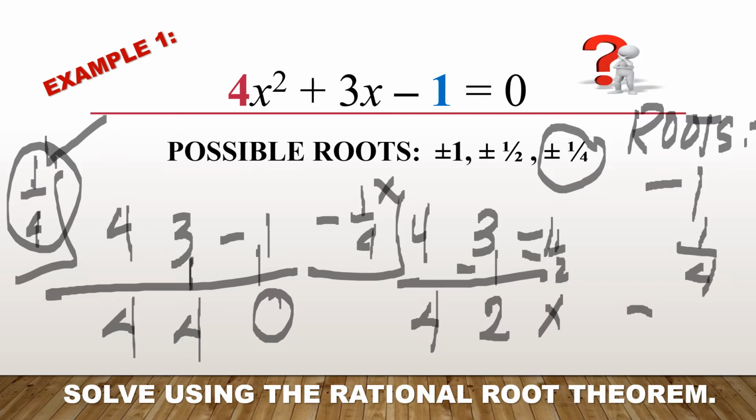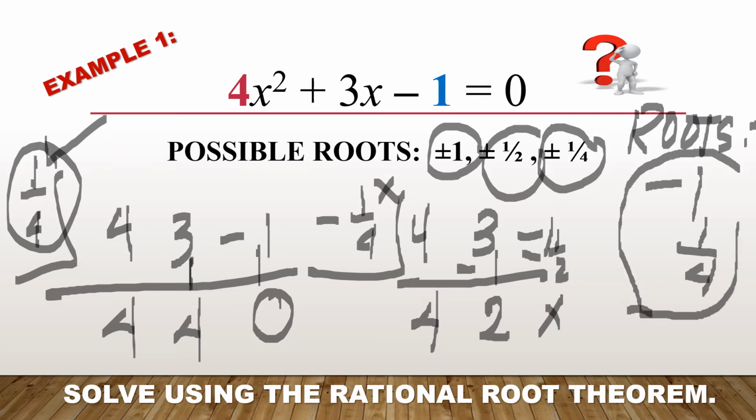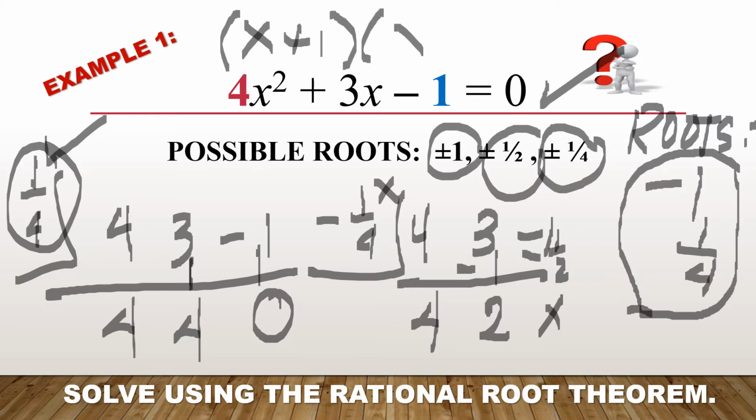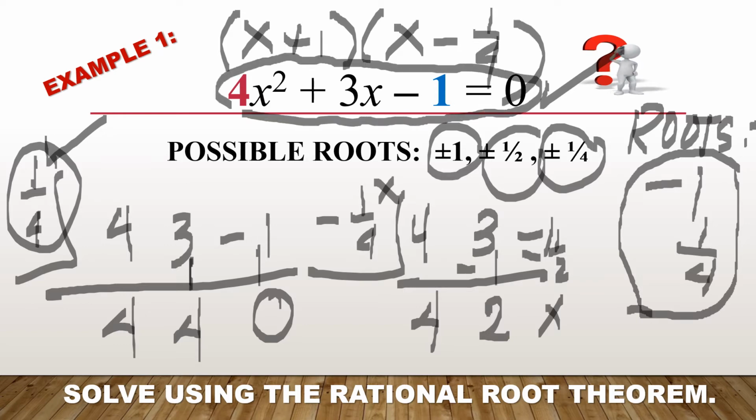So, we're done trying all this, and it came out that only negative 1 and 1/4 are the roots of this given polynomial. And if we're going to write the factors of 4x squared plus 3x minus 1, they are x plus 1 and x minus 1/4. So these are the factors of the given polynomial.